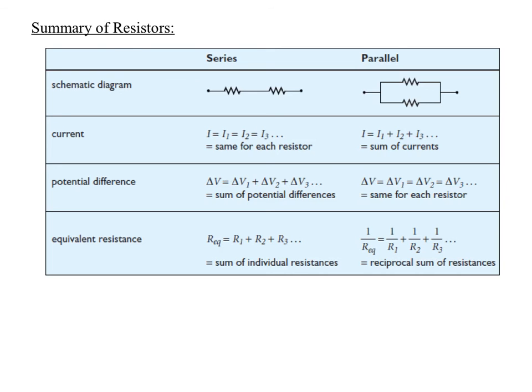To summarize, take a look real quick. This is your summary sheet. Okay, series, they're one after the other. Parallel, it branches off. Current. Notice, equal current for series, equal voltage for parallel. Sum of voltage for series, sum of current for parallel. And then the last one is the one that's a little bit different.